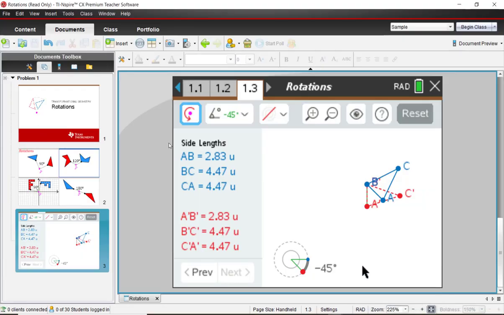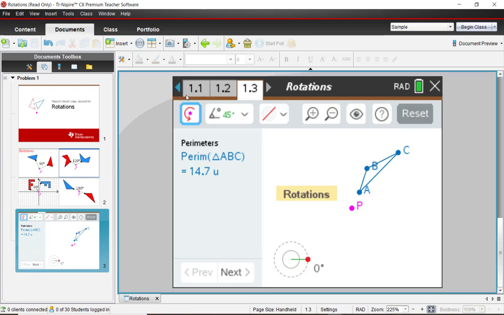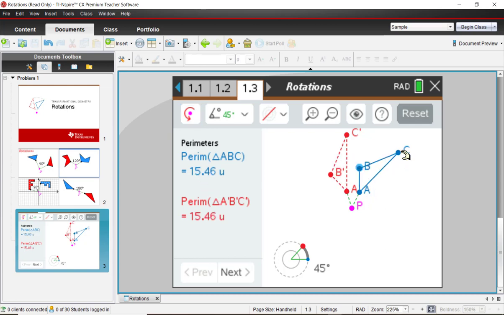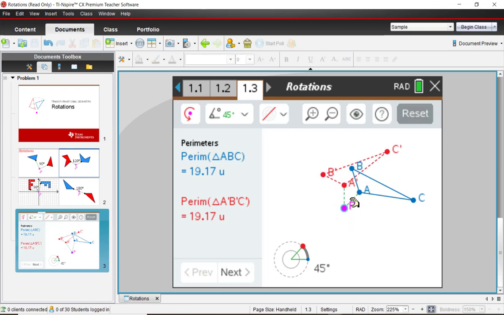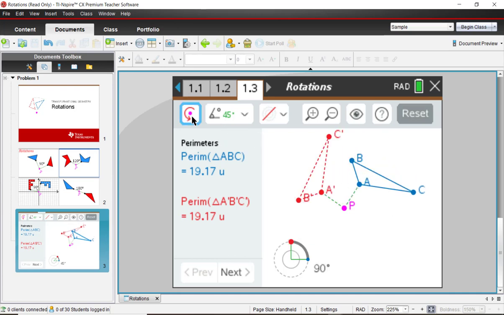All right, back to the software. Let's go ahead and go to Tools, Templates, and Perimeters and Areas. And you notice we have the perimeter being given right here. I'll rotate that triangle about P 45 degrees. You'll notice, play around, and I'll ask you to do the same thing if you're using the software. Move point P, move the triangle, and keep continuing to rotate.